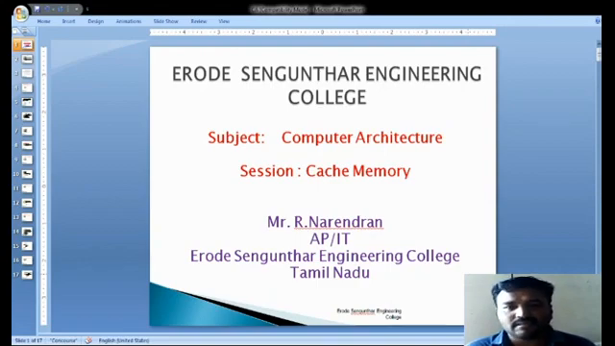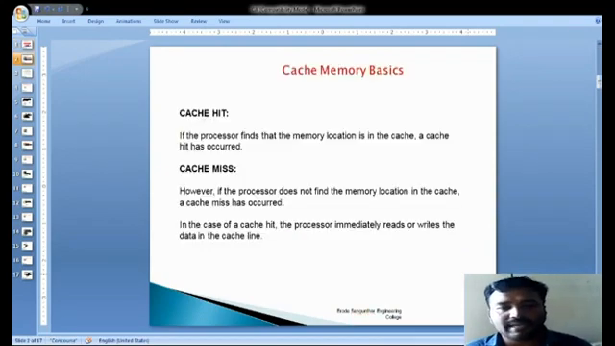With no further delay, we shall move on to the session of cache memory in computer architecture. So we have already seen what is meant by cache memory in the previous concepts. So, what is cache memory? Let us have a quick overview of what is cache memory.